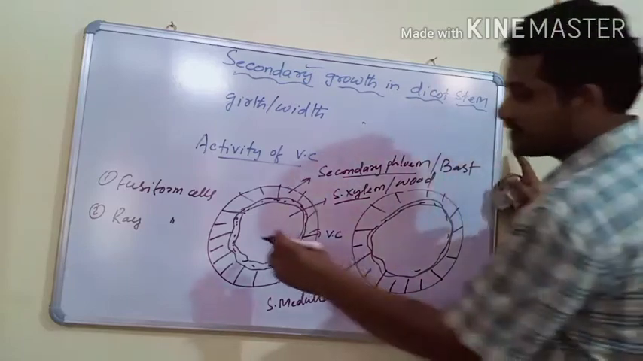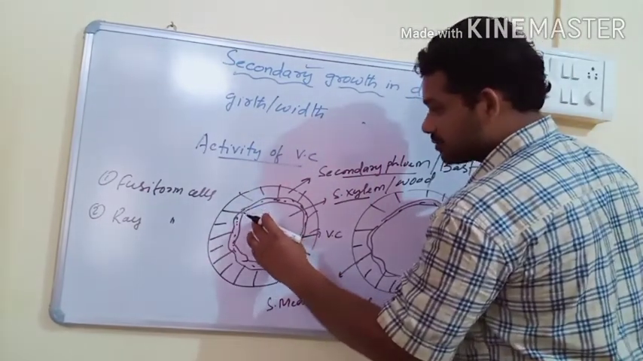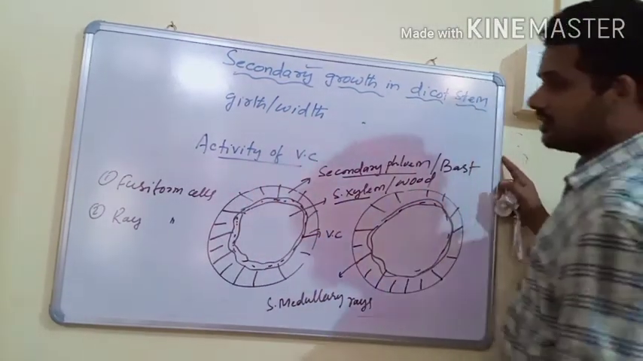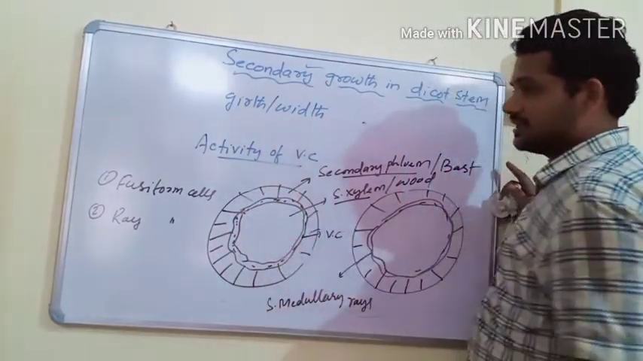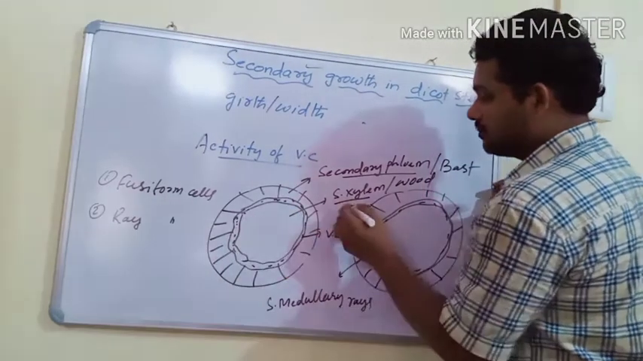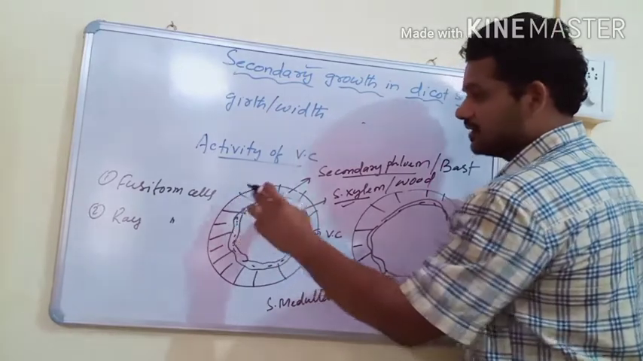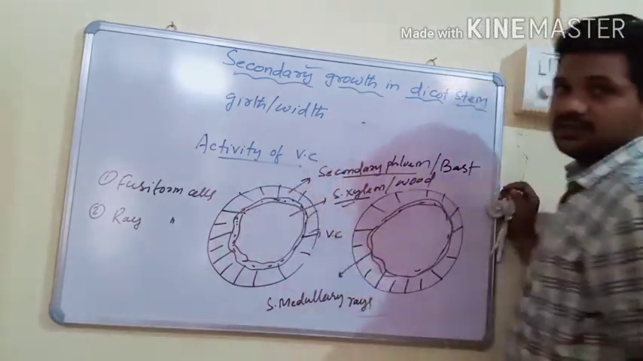Due to the formation of secondary xylem, the amount of secondary xylem is more than the amount of secondary phloem. That is because the vascular cambium is more active towards the inner side. That's why a large number of cells are added towards the inner side. So the amount of secondary xylem is more than the amount of secondary phloem.